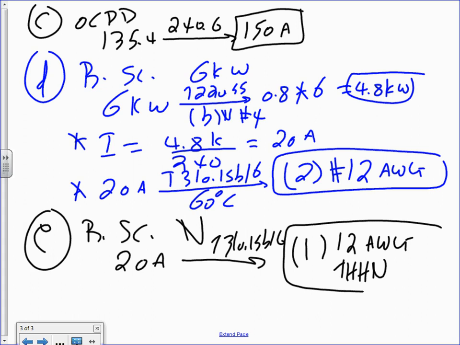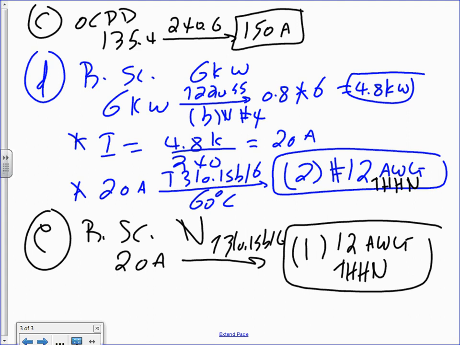No derating. This is also THHN. Anybody knows why we did not derate 70% for the branch circuit? Because the range is smaller than 8 3/4. We start derating the range neutral if the range is 8 3/4 and larger. That's what the code says, for branch circuits. For feeders, we derate them all the time.